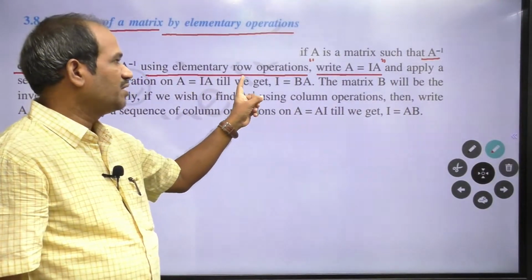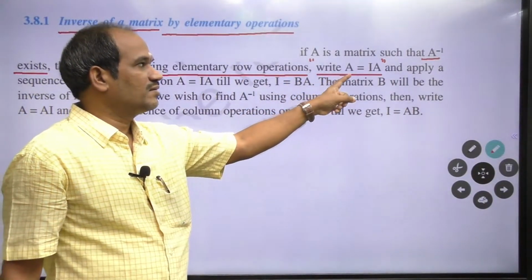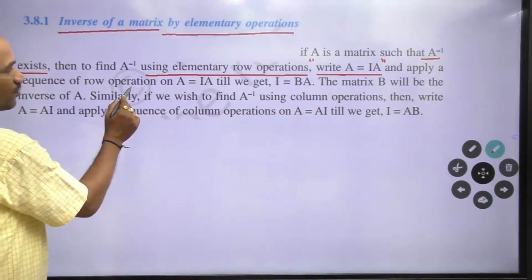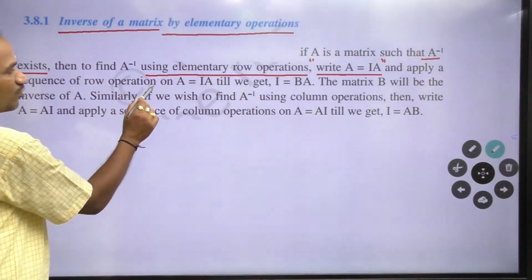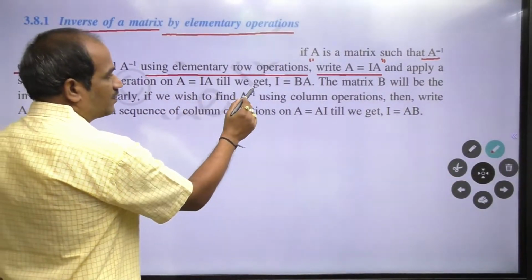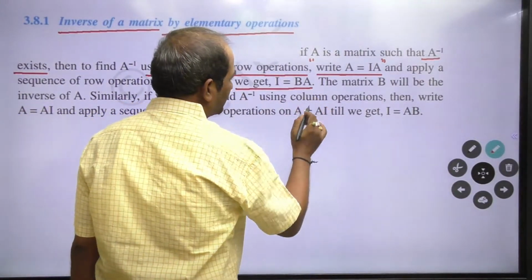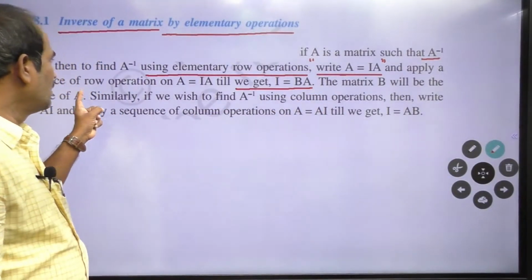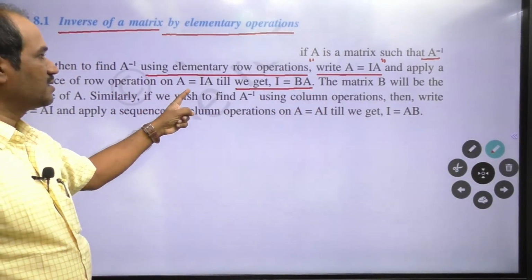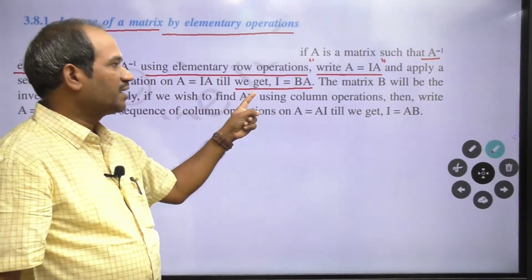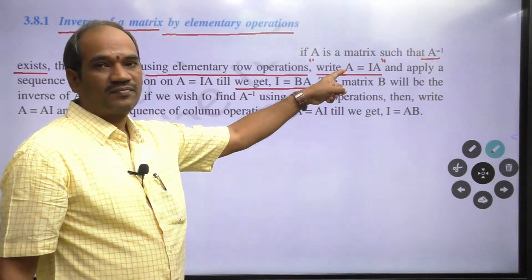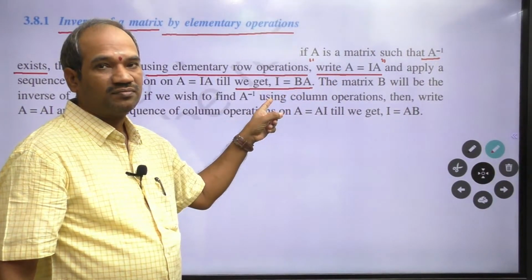By using elementary row operations, write A is equal to I into A, and apply a sequence of row operations on A is equal to IA till we get I is equal to BA. Apply row operations till we get this form.